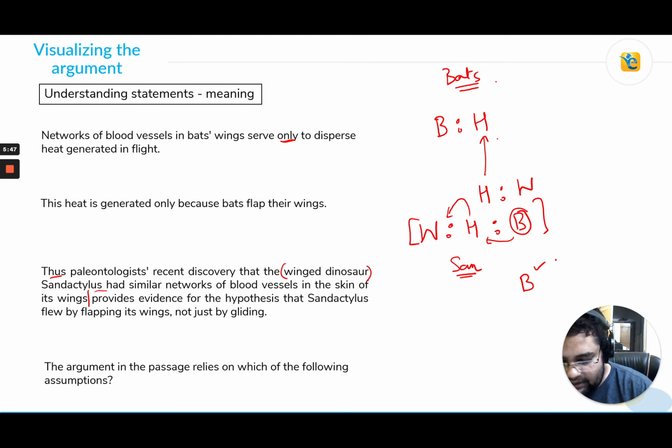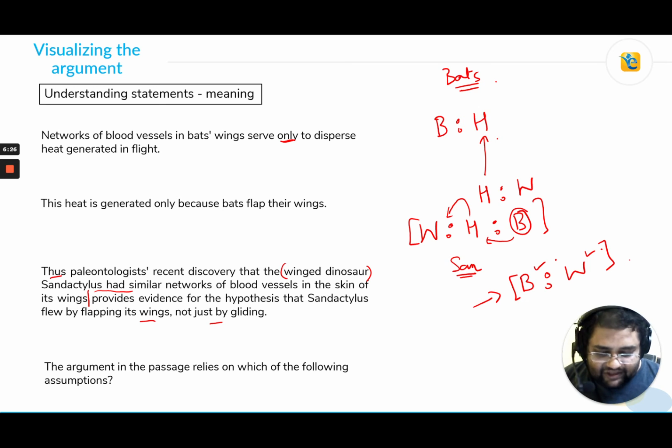Now the author says this discovery provides evidence for something. What is it? Let's move on. It provides evidence for the hypothesis that Sandactylus flew by flapping its wings, not just by gliding. Or in other words, the author claims that the discovery of this blood vessel network in Sandactylus is proof that the Sandactylus flew by flapping its wings, not just by gliding. Gliding is okay, the Sandactylus also glides, but definitely it also flew by flapping its wings. This is the core conclusion. It is the only claim in this entire argument. It's therefore the conclusion.